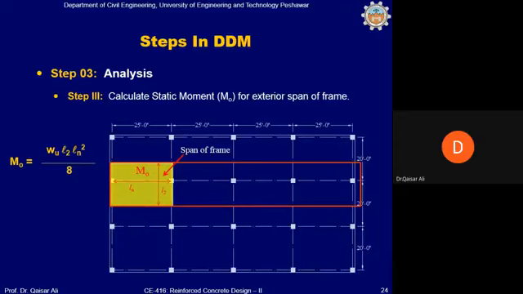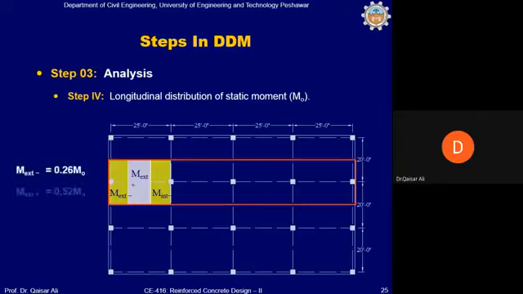Now coming to one of the exterior spans of the frame. In the exterior span, the total bending moment remains the same, Wu L2 ln square divided by 8. However, the longitudinal distribution will be different, depending on the end conditions. If the end conditions are such as shown in this slide, without beams, then the exterior negative bending moment will be 0.26 M naught, the interior negative bending moment will be 0.7 M naught instead of 0.75 M naught, and the positive bending moment will be 0.52 M naught instead of 0.35 M naught.